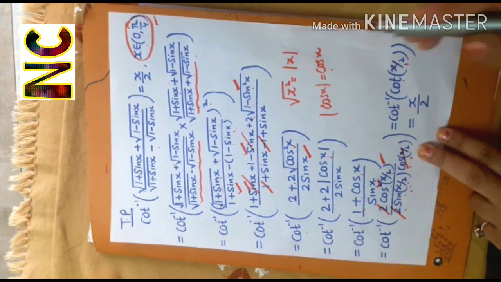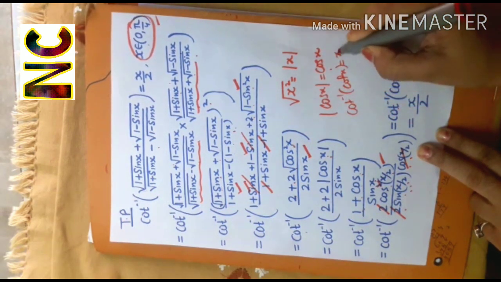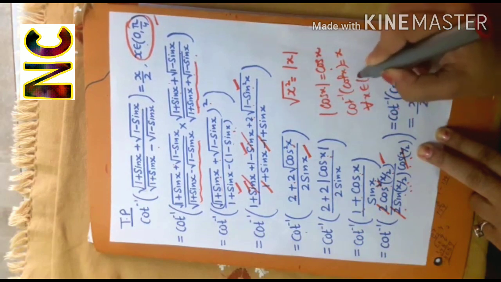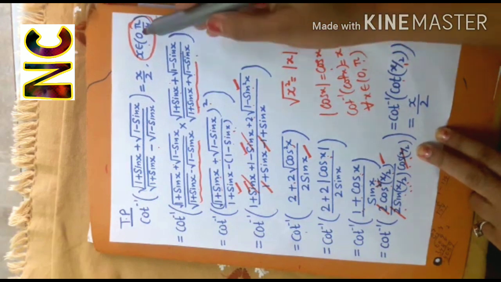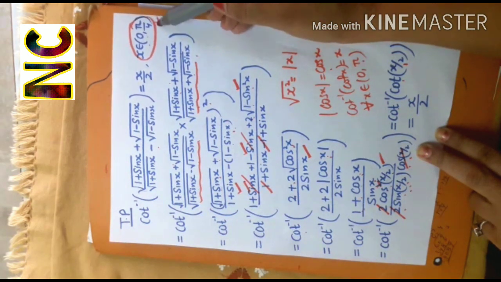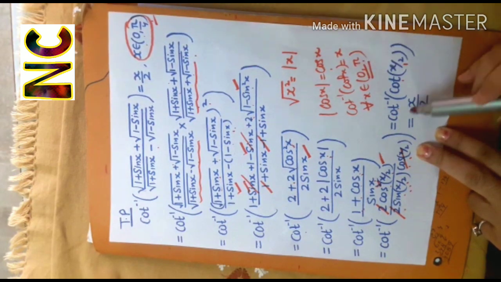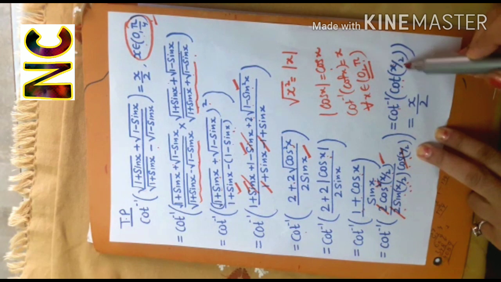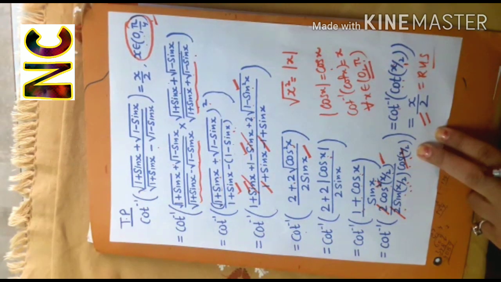And we know that cot inverse cot x is equal to x for all x which belong to the open interval 0 to pi. Now x belongs to the open interval 0, pi by 4. So it means that x lies here. So cot inverse cot x by 2 is equal to x by 2, which is equal to the right hand side.